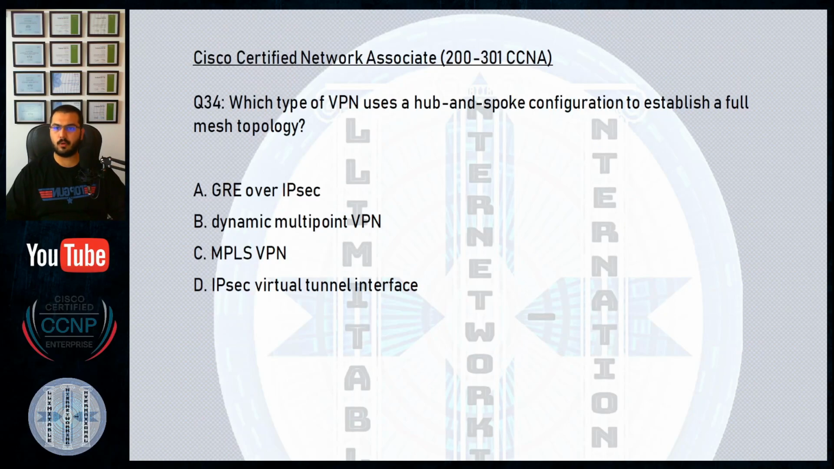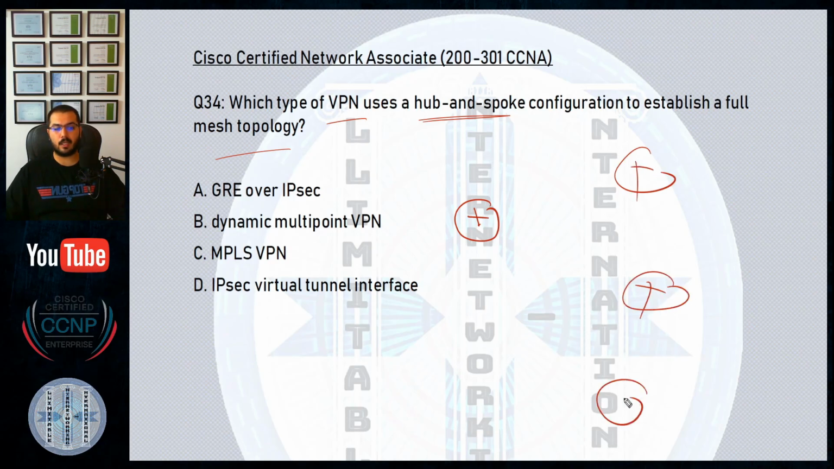Question 34. Which type of VPN uses a hub and spoke config to establish a full mesh topology? A hub is a main router. Spokes are some branch routers, those four of them, connected through the internet, through the cloud, and it will be this way, from the main to the branches, and those branches will communicate together through that hub. So they will send to the hub, and the hub will answer to this one and to this one.